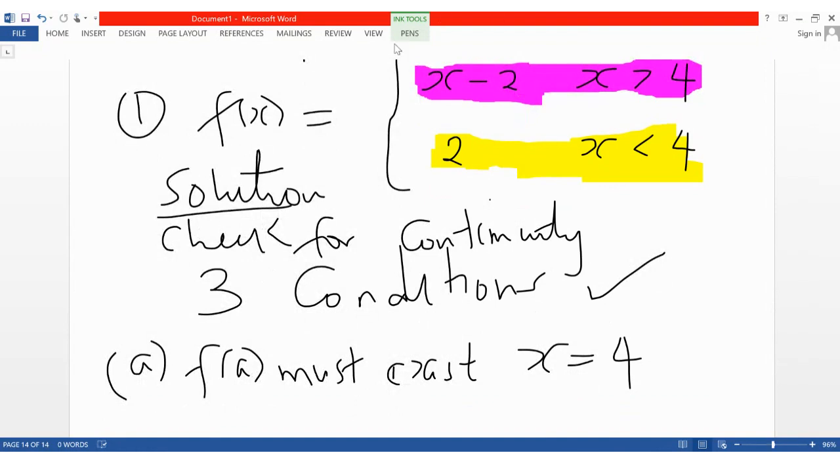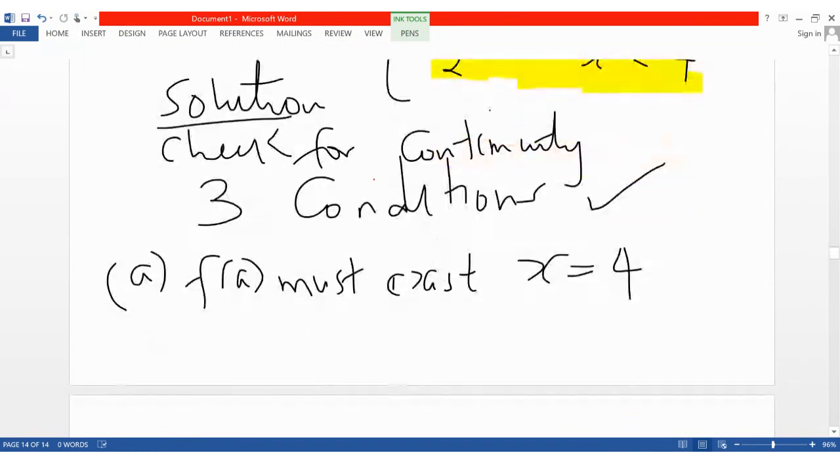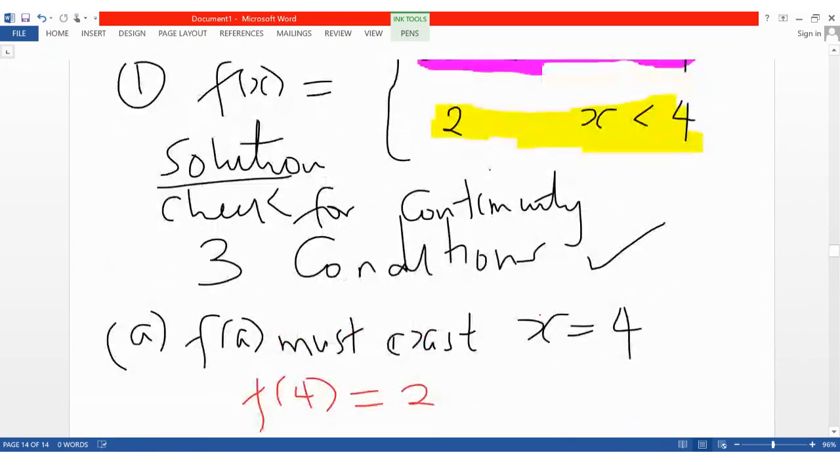I'll do another example. Bear with me. So I can easily just come and say that f of 4 is equal to 2. Where am I getting the 2? The 2 is here. I'm just reading it from there. You can see my f of x is a piecewise function, given by that. So you just read it from there. Bear with me, I'll do another example.